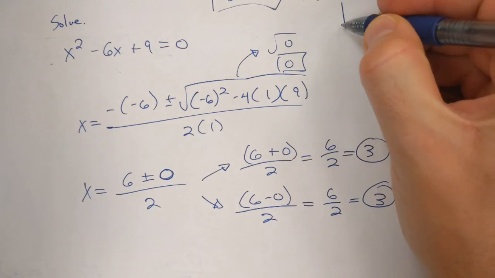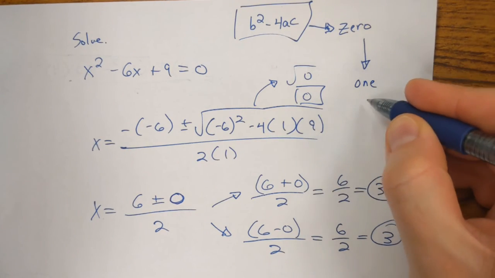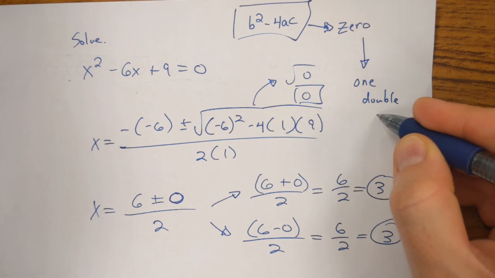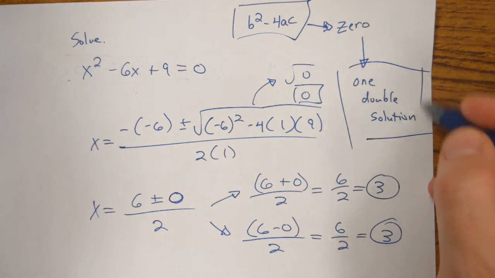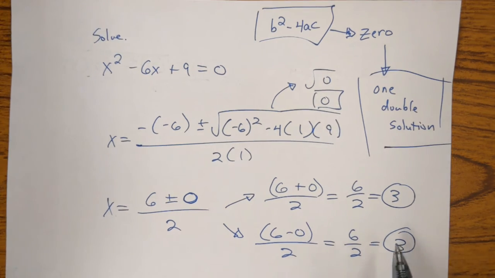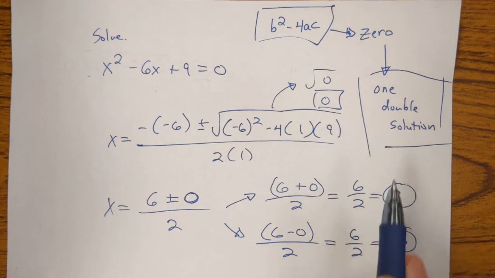If you ever have a discriminant of 0, that always turns out where you will get what's called one double solution. A double solution means you get the same answer twice. So technically, you'd still say this has two answers. The solutions are 3 and 3, but since the same number repeats, it's called a double solution.